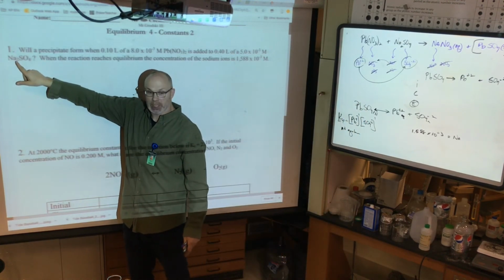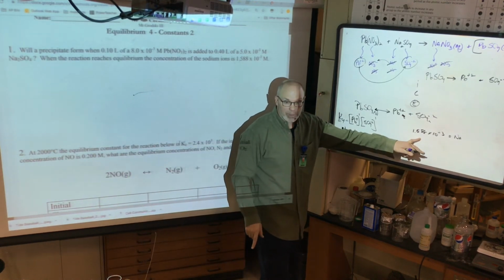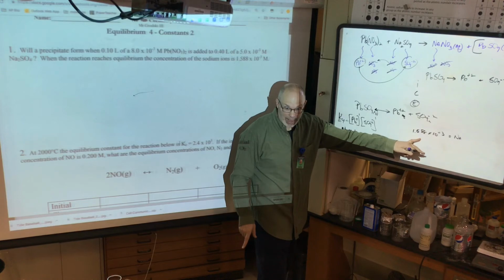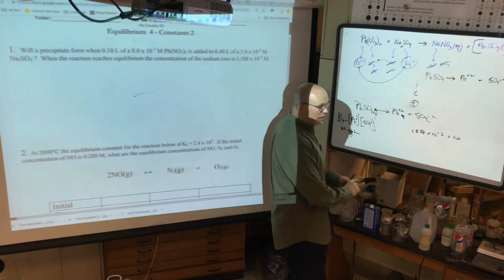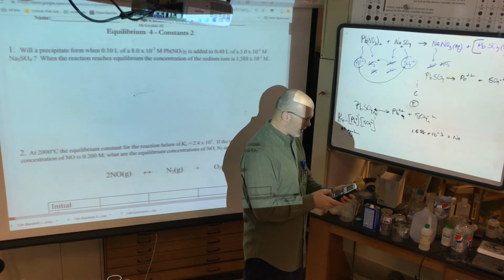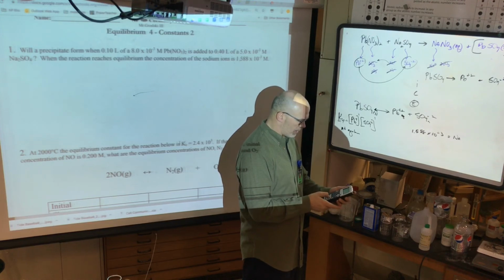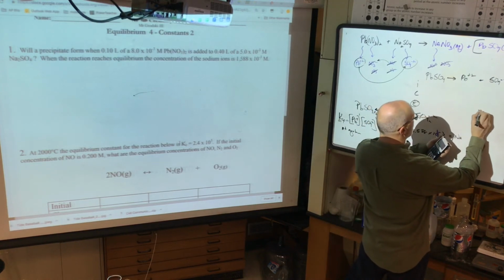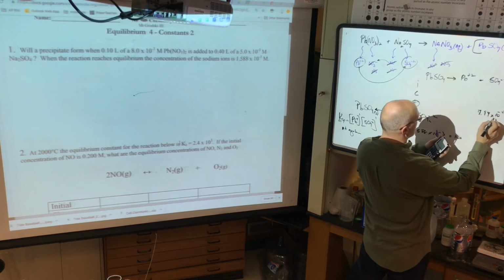For every 2 sodiums, there's 1 sulfate. So if I have this, what will be the concentration of my sulfate? Half that, correct? For every 2 of these, there's 1 sulfate. So what I'm going to do is take this and divide by 2. So 1.588, second function EE to the negative 3, divide by 2, and I get the sulfate is 7.94 times 10 to the negative 4. Were you with me? Yes.